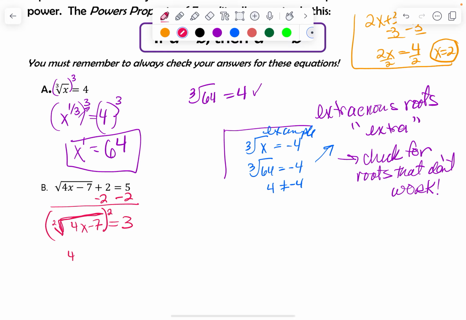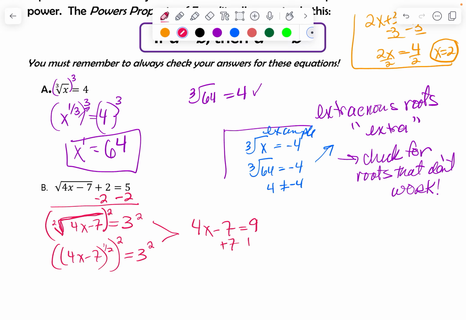Or you could think of this as 4x minus 7 raised to the 1/2 equals 3. And to undo that half, I can square it. So I'm going to square both sides. I don't care which path you like or which one you think looks better. Just do the one that looks best for your brain. So when I do that, now I have 4x minus 7 equals 9. Now this is just an algebra problem. Solve that and divide by 4. So you get x equals 4.